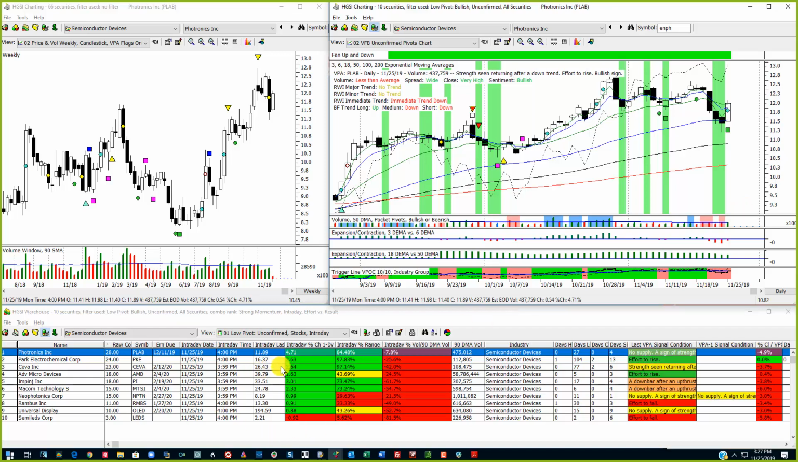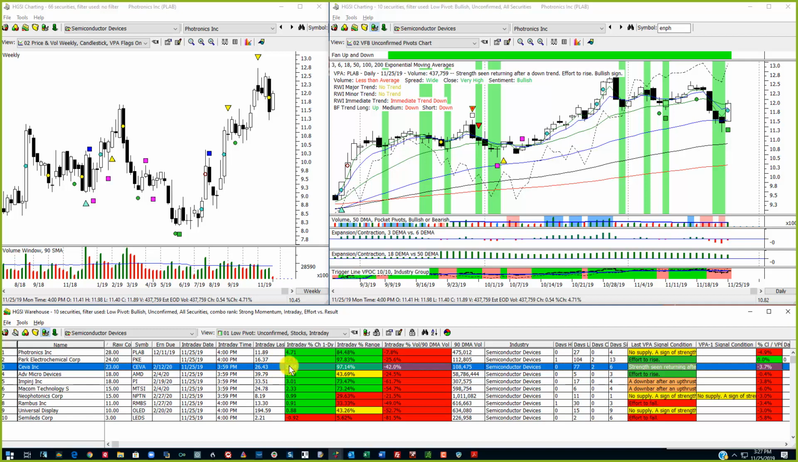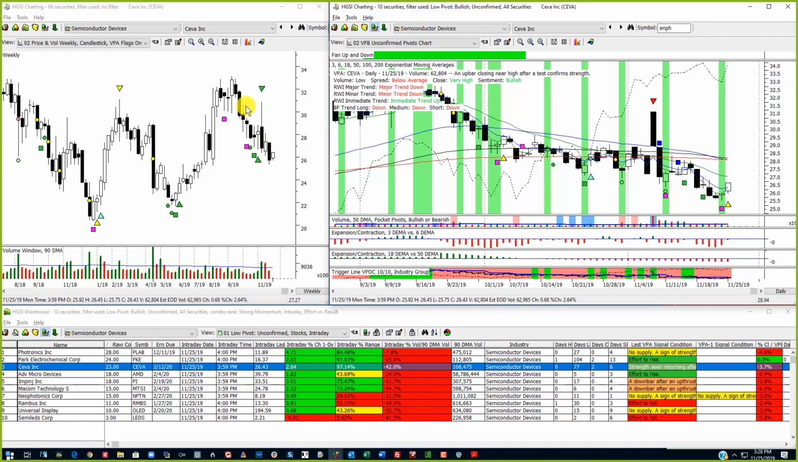Let's look at one more. CEVA, C-E-V-A. Once again, the weekly chart's pretty darn weak here. I don't see 2 consecutive weeks in a row where it was up. And your fan was in place to this point. It hasn't turned negative yet, but this stock has been going down.